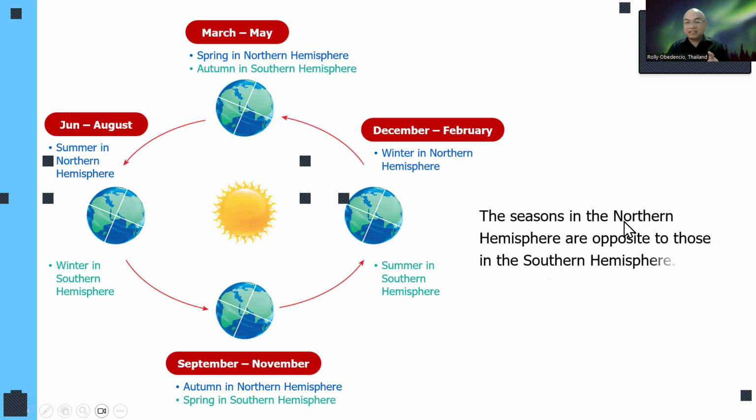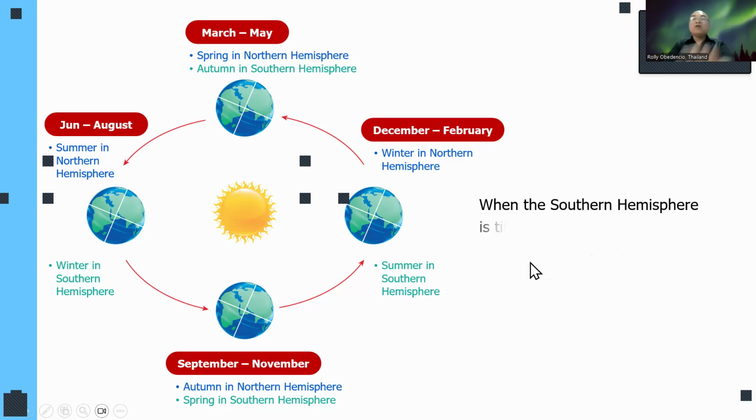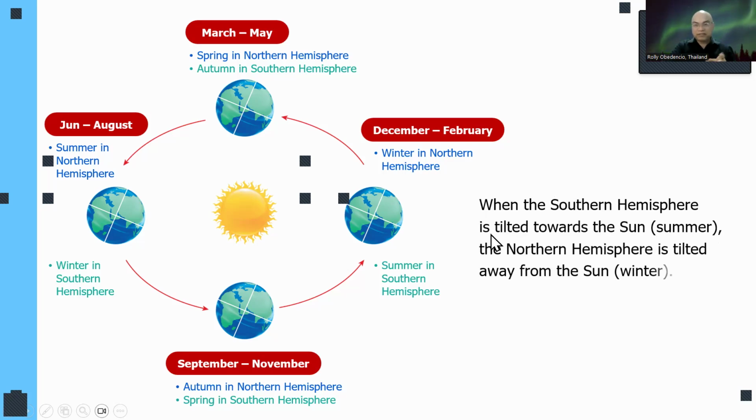The seasons in the northern hemisphere are opposite to those in the southern hemisphere. When the southern hemisphere is tilted toward the sun, it is summertime. Here, the northern hemisphere is tilted away from the sun. Let me repeat.